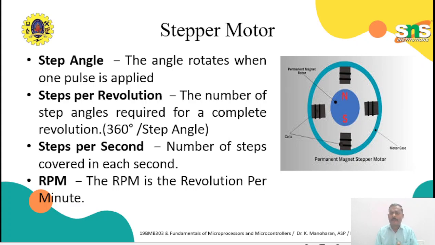Next is RPM, revolutions per minute. How many rotations are possible in 1 minute, not a second. That is, the number of rotations completed in 1 minute is taken as RPM. Another possibility is RPS, revolutions per second, which is how many rotations are possible in 1 second. These are the important parameters required for understanding stepper motors.